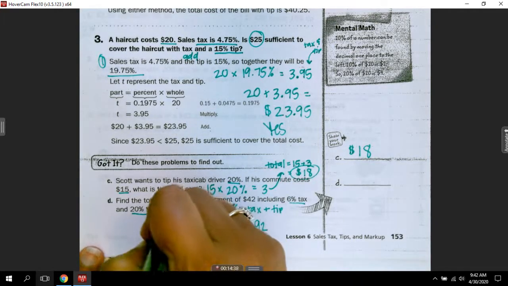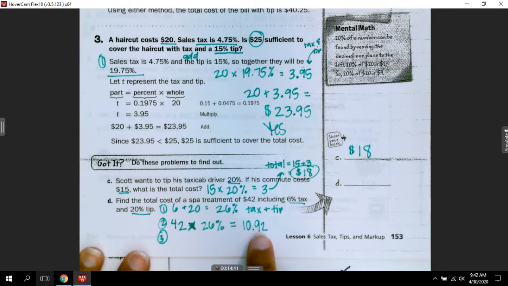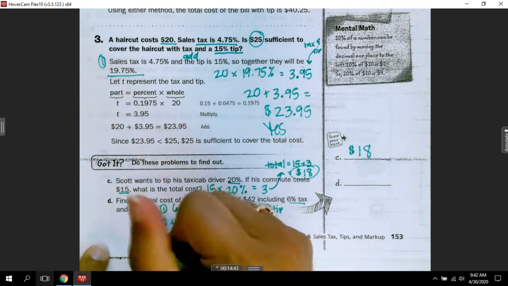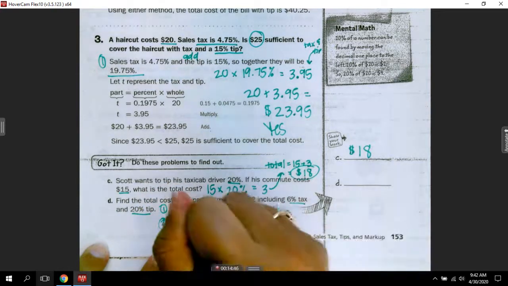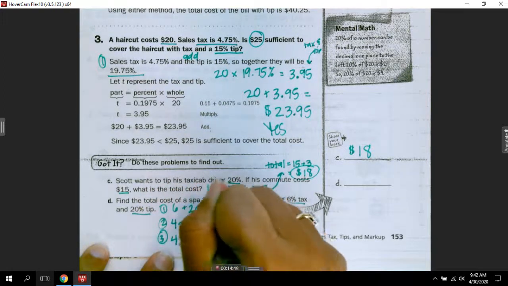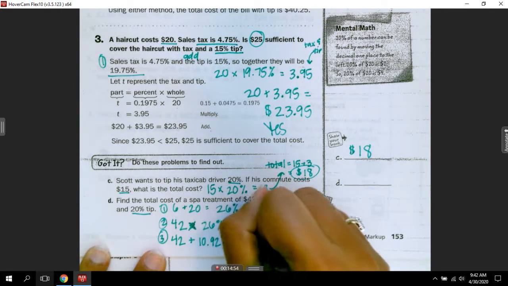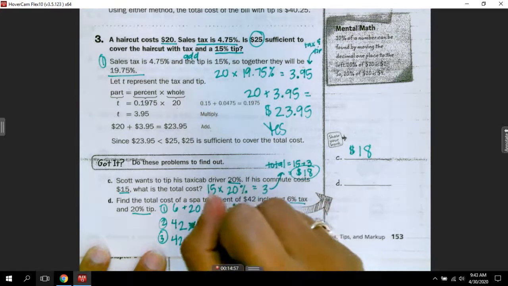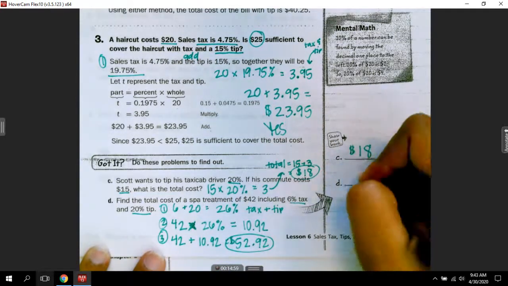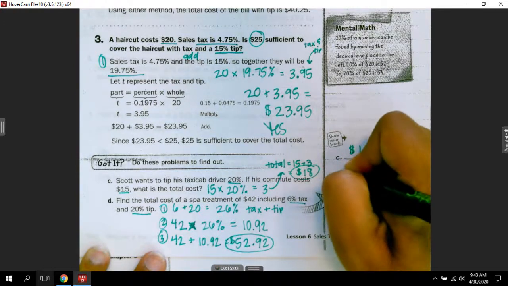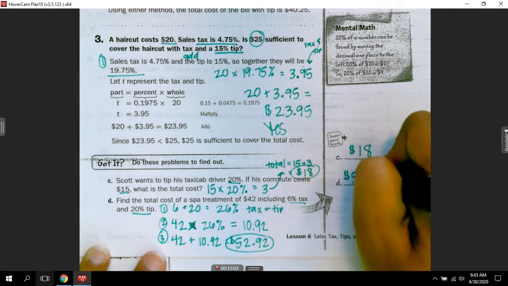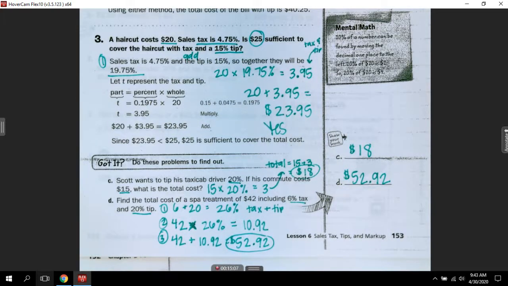And then step 3 is to take that tax and tip and add it back to your original price. So 42 plus $10.92 gives you $52.92. So that's how much you're paying. Okay. So when you leave the spa treatment, you have paid $52.92. So those are your 3-step problems. Add the percents together, then multiply, and then add again. So add, multiply, add. Okay?